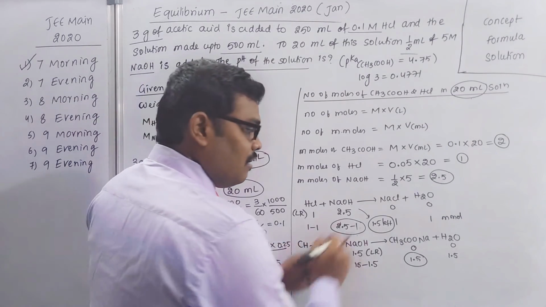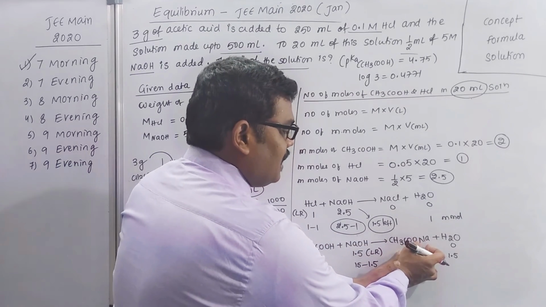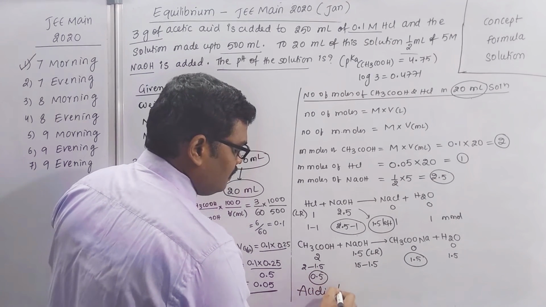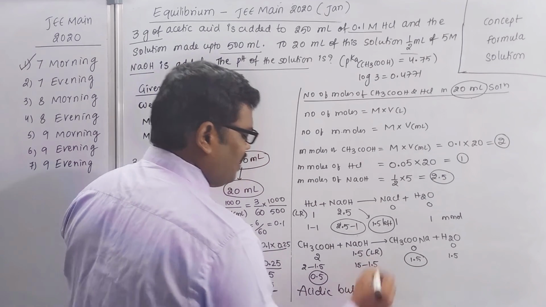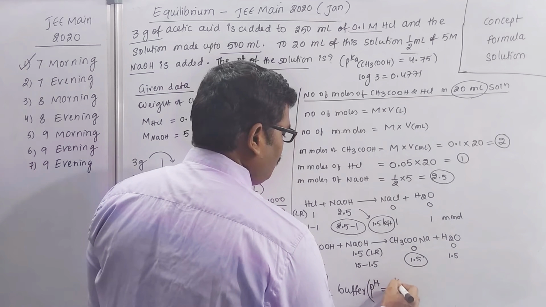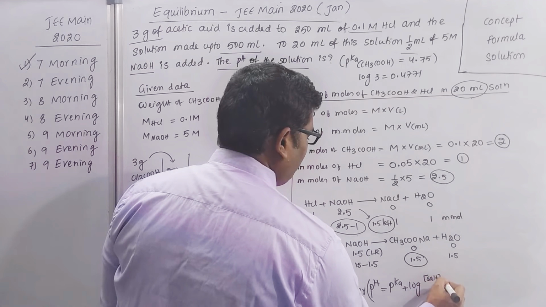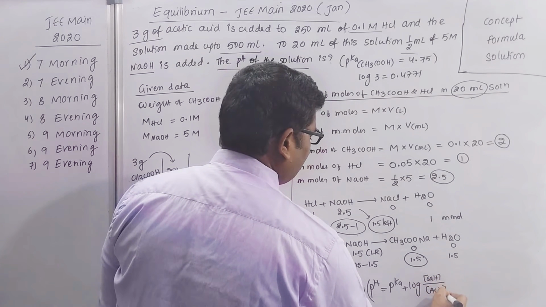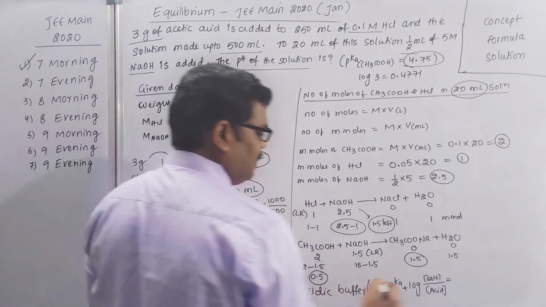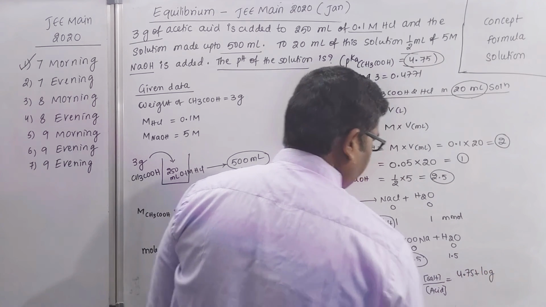This is a weak acid. Now this becomes a mixture of weak acid and salt of weak acid with a strong base. Now this is called an acidic buffer. Then what is the formula to calculate pH for an acidic buffer? pH is equal to pKa plus log concentration of the salt by concentration of acid. So what is the pKa of acetic acid given here? 4.75. So pH is equal to 4.75 plus log.